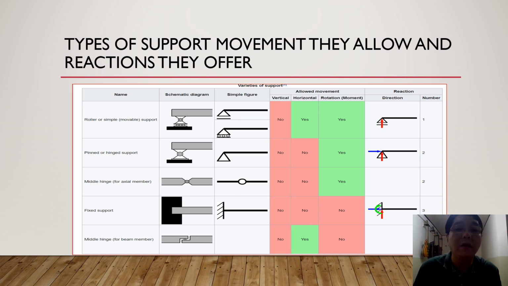Ito naman, hinge or pin. Kapag hinge, triangular na ganyan yung symbol niya, ano? Ano raw yung ina-allow niyang movement? Di moment lang daw ang ina-allow niyang movement. Ibig sabihin, kaya niyang kontrahin yung horizontal at yung vertical. So, meron siyang reaction na vertical at meron siyang reaction na horizontal. So, yan yung ating takeaway sa hinge.